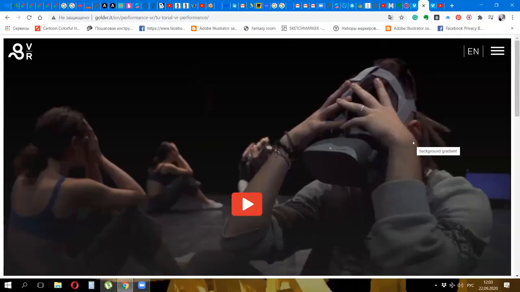So all the performances that I have found are about Kinect technology that captures movements of the dancers in the real world and transfers them into VR.